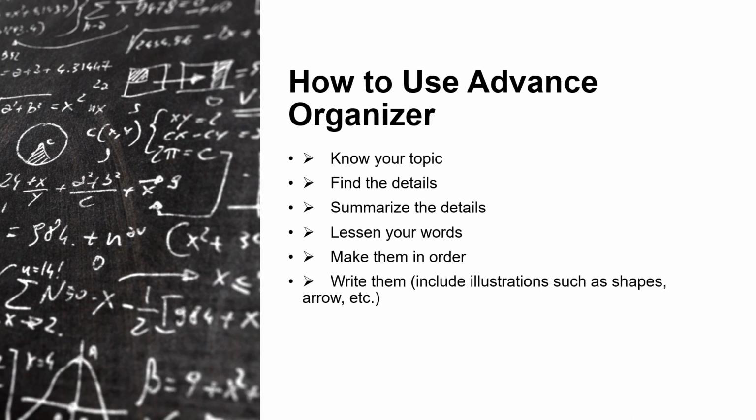Point 1, know your topic. Make sure that the topic you discuss is based on what you have learned, maybe from a book that you have read or information that you get from the internet. Point 2, find the details. Make sure that the details you will discuss are already there, point by point. Thirdly, summarize the details.